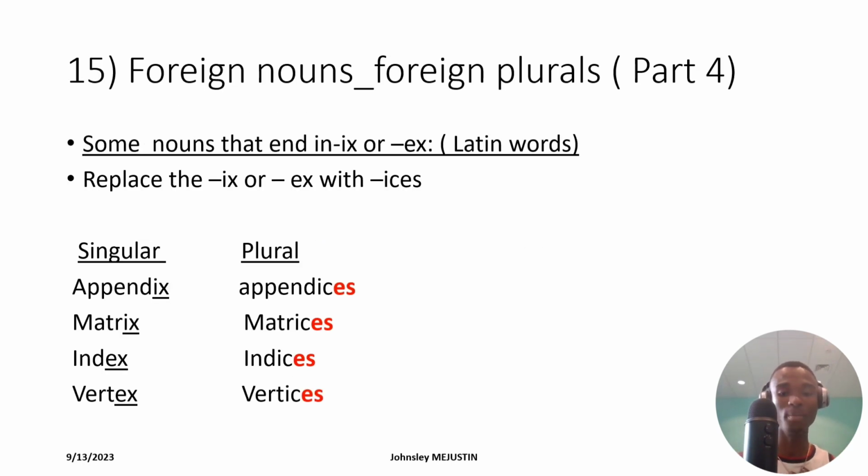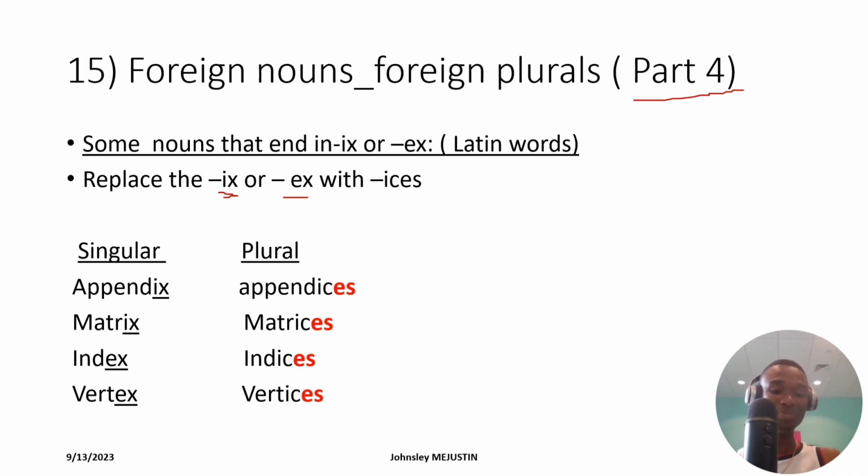Number 15, part 4 of foreign words. Some nouns that end in ix or ex, especially some Latin words, what we do is we remove the ix or the ex and we replace them with ices. You see? Appendix, appendices, matrix, matrices, index, indices, vertex, vertices. You see? Those es sound like e's.